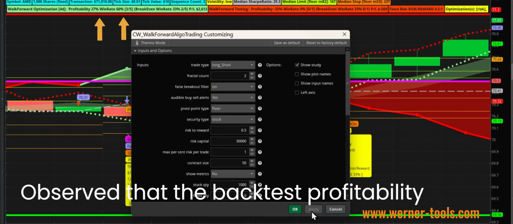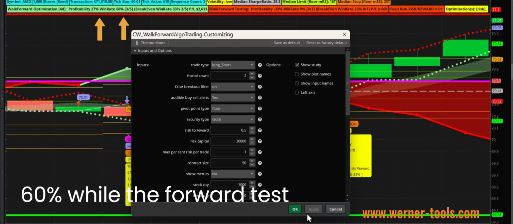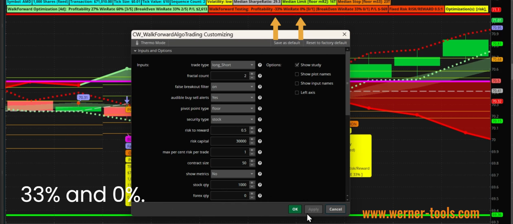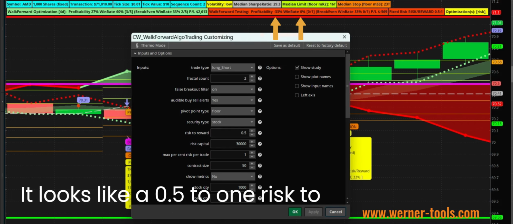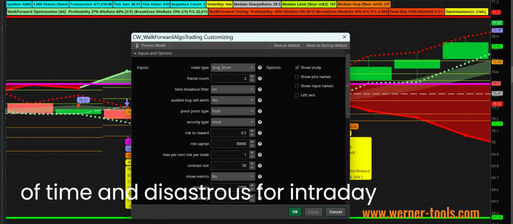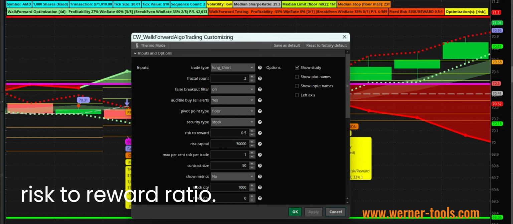Observe that the backtest profitability and win rate display 27% and 60%, while the forward test profitability and win rate display -33% and 0%. It looks like a 0.5 to 1 risk to reward can be profitable over a period of time and disastrous for intraday trading. This is not the ideal risk to reward ratio.